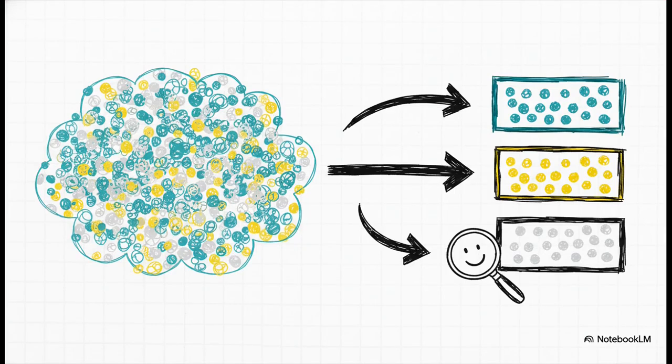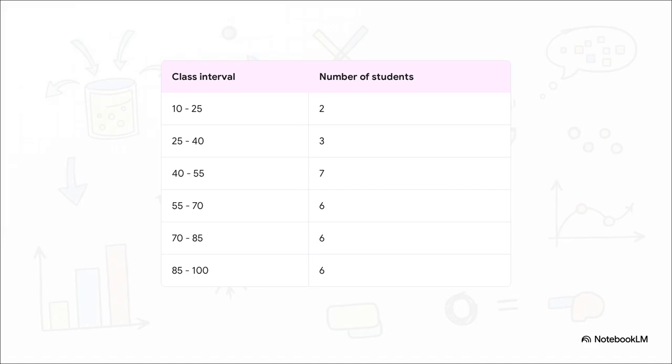So in the real world, when we have massive amounts of data, we do something called grouping. Instead of listing every single score, we create buckets, or class intervals. We just count how many students scored, say, between 10 and 25, and how many scored between 25 and 40, and so on. It just makes everything so much more manageable. And here's what that looks like. It's the same data for our 30 students, but now it's all neat and tidy in these groups. You can see right away that 2 students scored somewhere between 10 and 25, and 7 students scored between 40 and 55. It's much cleaner, right?